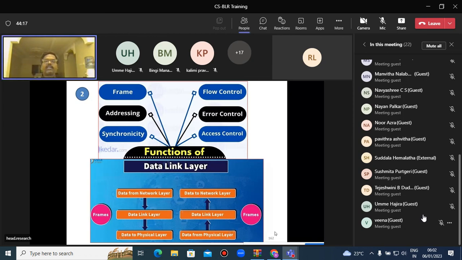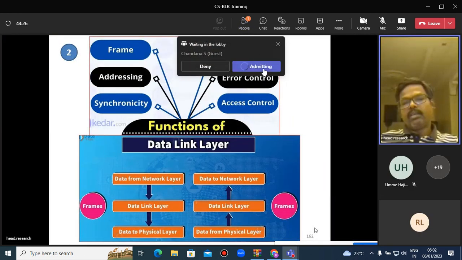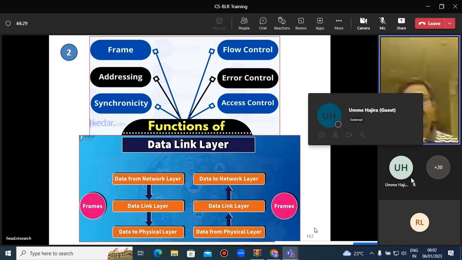So what are the functions of a data link layer? If you see, frame is a collection of bits, addressing, every data having its address, synchronization, flow control, error control, access control. These are the functions of data link layer we are using. The data link layer takes input from the physical layer, it gives input to the network layer.